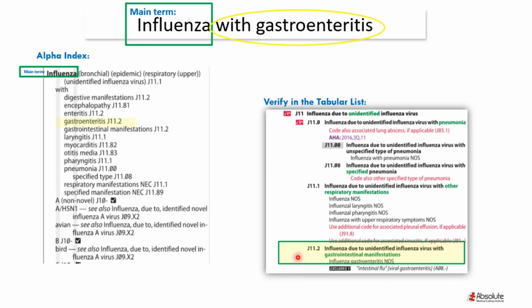So if I go down, I stay on the path J11, and I go to point 2, this is the code for influenza due to unidentified influenza virus with gastrointestinal manifestations. In other words, influenza, gastroenteritis, not otherwise specified. That is indeed what we have. Influenza, gastroenteritis, and nothing else was specified about it.